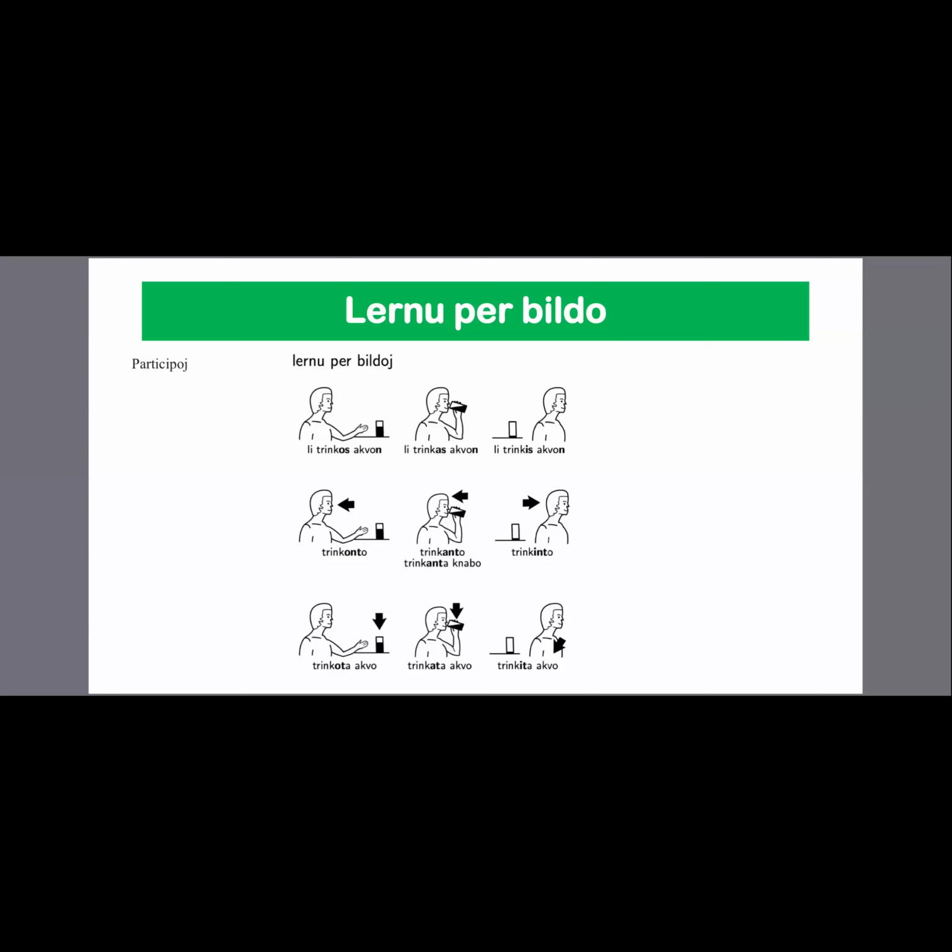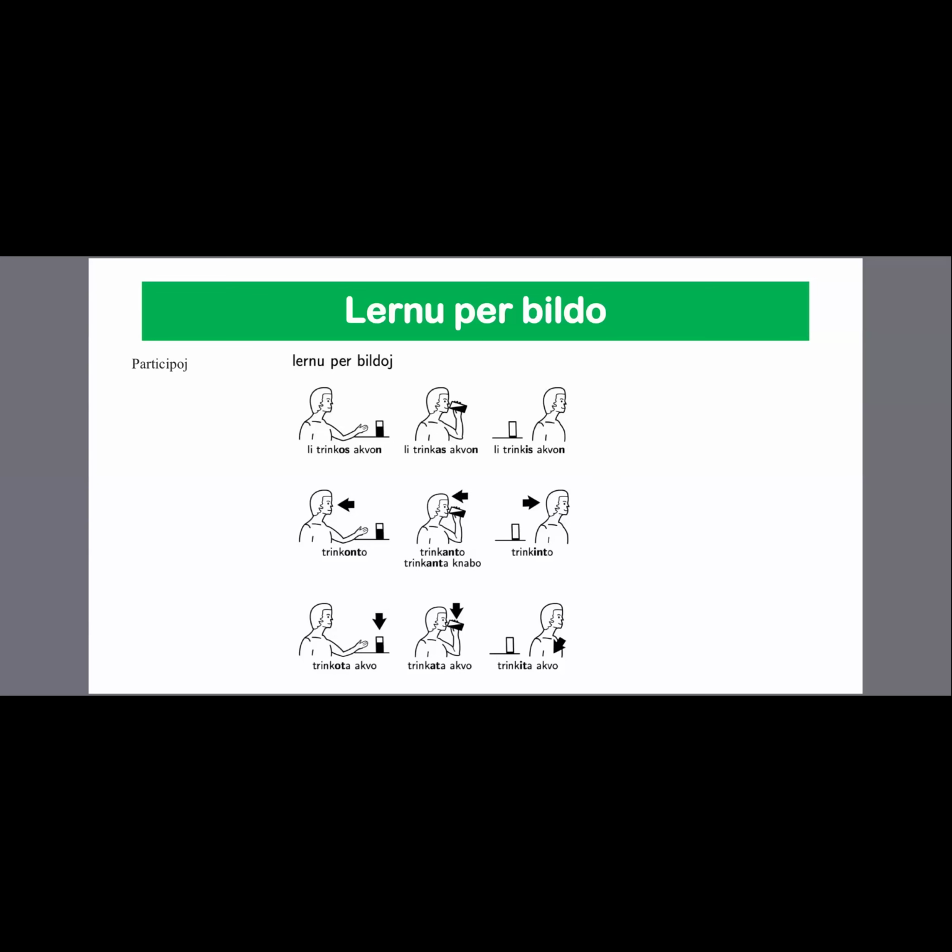There is also another image. The glass now is empty. There is nothing, and the glass is put back, which shows that it's something which is past. If something is past, you know that we are going to use the ending -is to show that this is an action which is already past. There you can see li trinkis akvon. He drank water. So the three pictures each have a meaning.